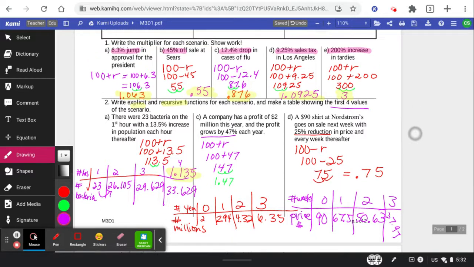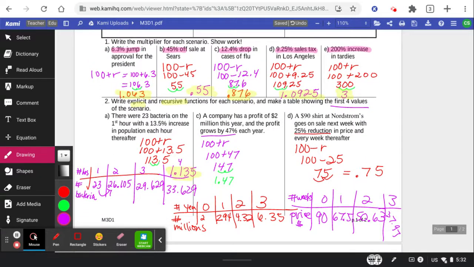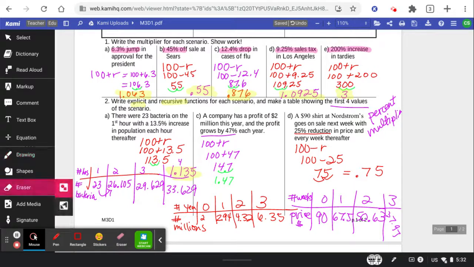Okay. So what the heck is this? This is a review from Math 1 on percent multipliers. Just so you have this handy, this is going to come up possibly in this chapter. So we needed to make sure you recalled this from Math 1. Okay.